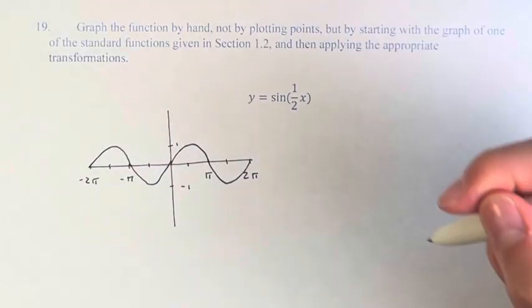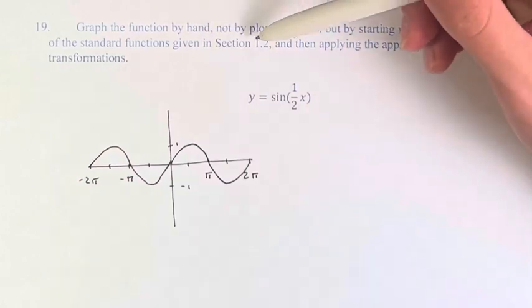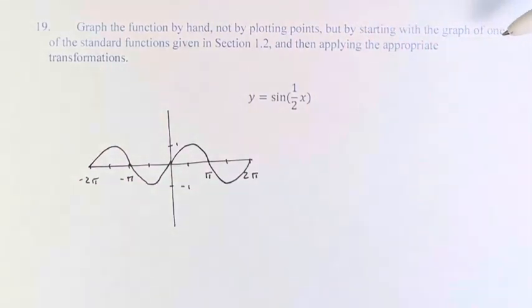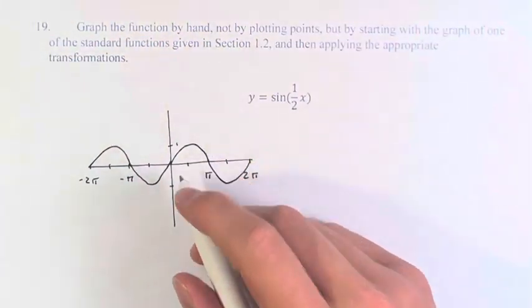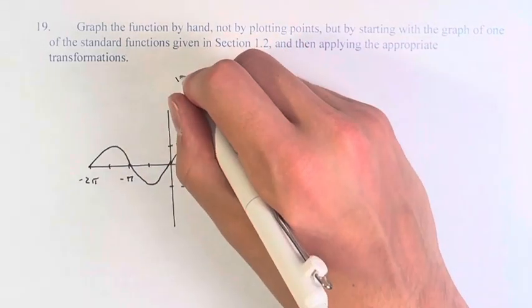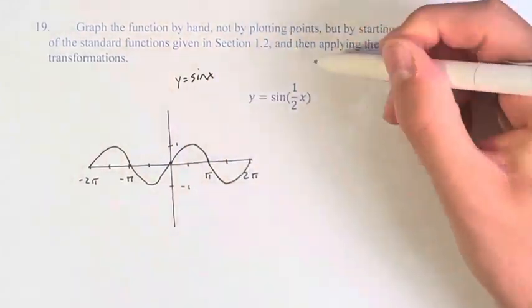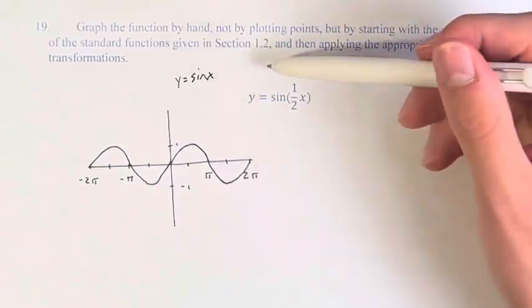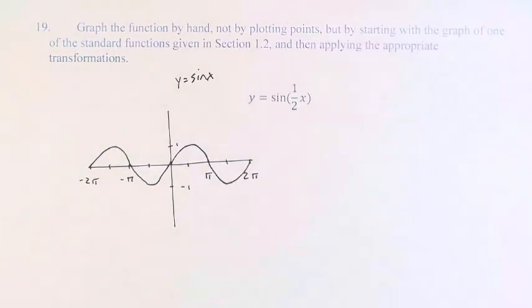In this problem, we're asked to graph the function by hand, not by plotting points, but by starting with the graph of one of the standard functions. Here we have y is equal to sine of x, and applying the appropriate transformations to get us to our function y is equal to the sine of 1/2 x.